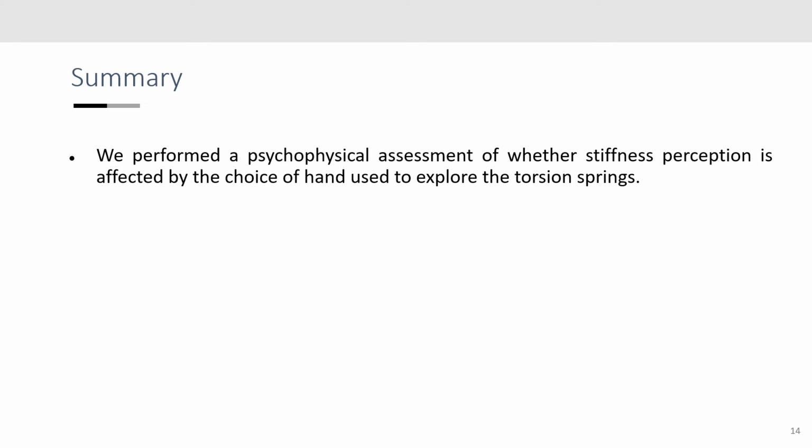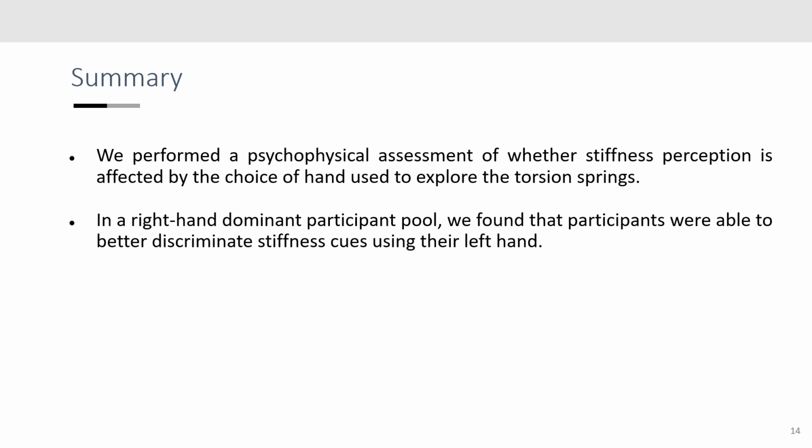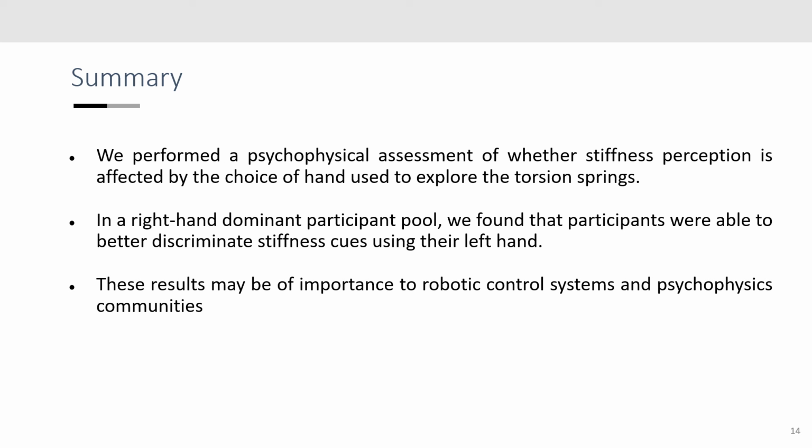To summarize, we performed a psychophysical assessment of whether stiffness perception is affected by the choice of hand used to explore torsion springs. In a right-hand dominant participant pool, we found that the participants were able to better discriminate between stiffness cues using their left hand. We believe that these results may be of significant importance to the robotics and psychophysics communities, who may design control strategies or experiments that sometimes assume the two hands to be perceptually equal.